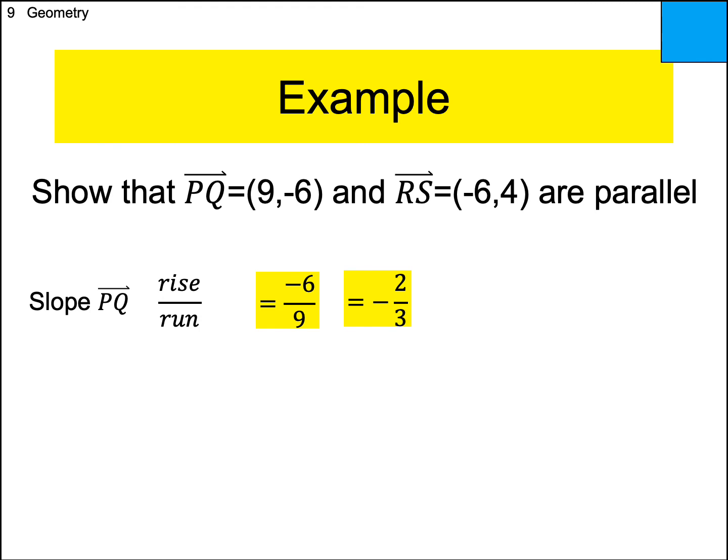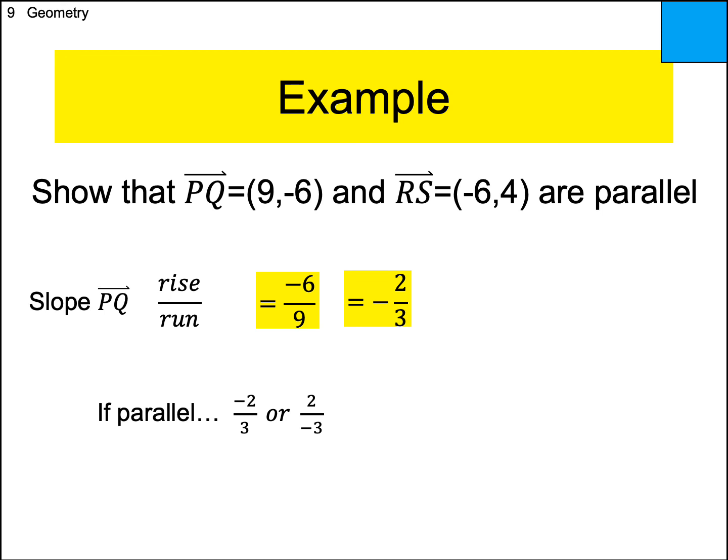So what would any other vector that's parallel to this one have a slope of? Well, remember negative 2/3 can be written as negative 2 over 3 or 2 over negative 3. So any other vector that has the same slope would be negative 2/3. And what's the opposite of negative 2/3? Just positive 2/3. So if vector RS has a slope of positive 2/3 or negative 2/3 in any one of its forms, then it's parallel. Okay? All right.